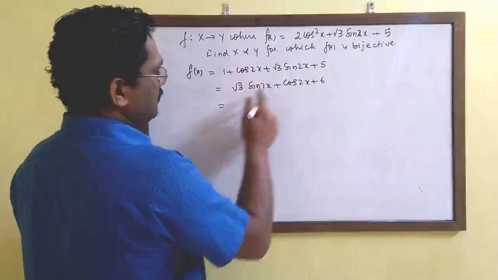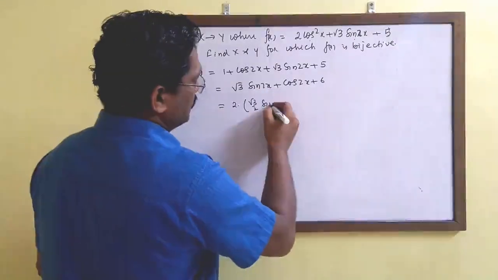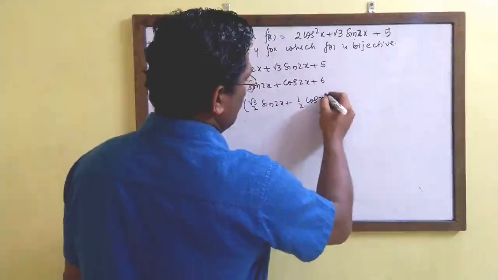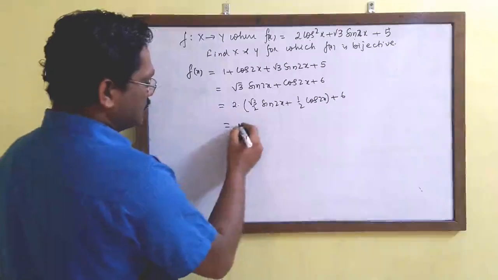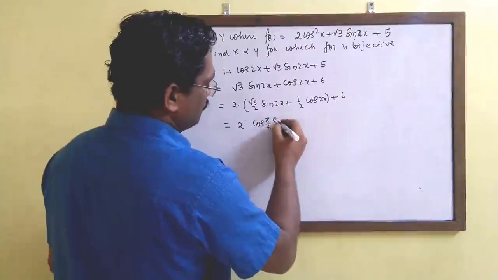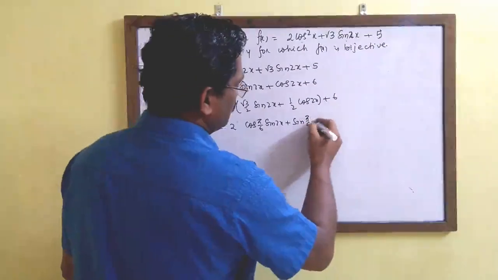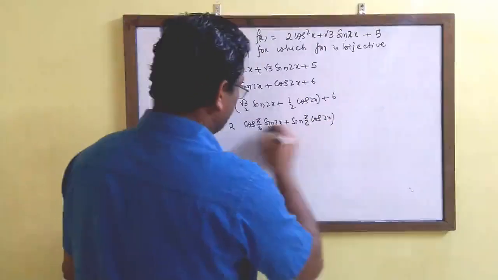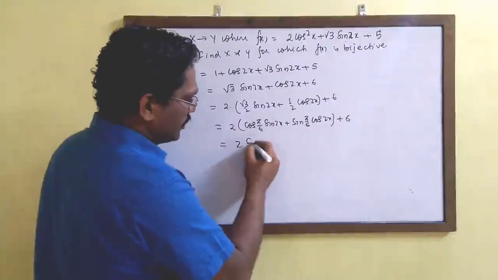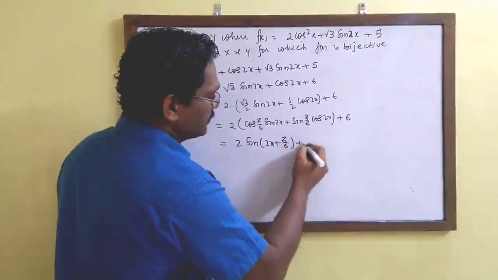Now let us complete this. So I'll write 2 times (root 3 by 2 into sine 2x plus half cos 2x) plus 6. Now this can be written as 2 times (cos of pi by 6 into sine 2x plus sine pi by 6 into cos 2x) plus 6. Now this becomes 2 sine of (2x plus pi by 6) plus 6.